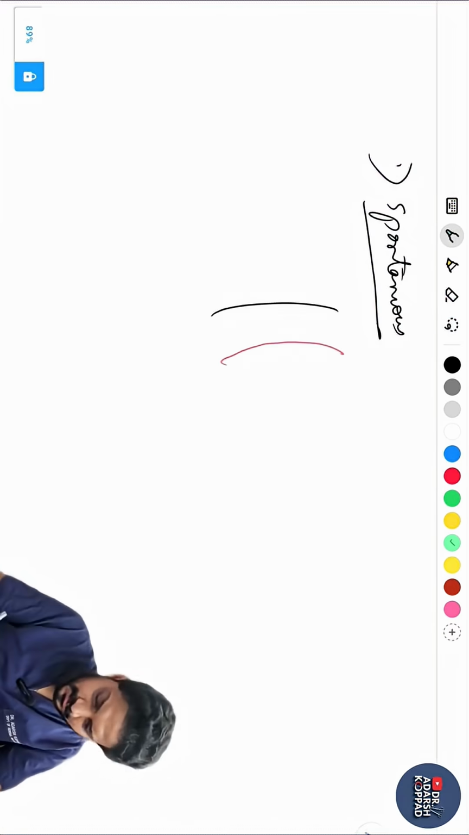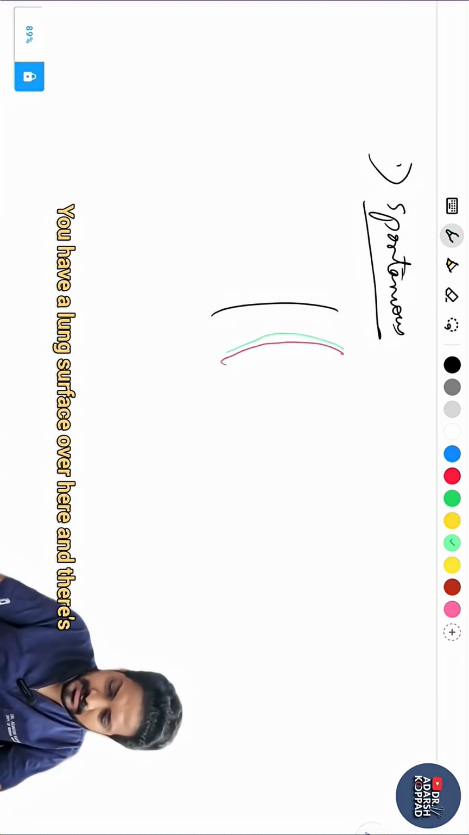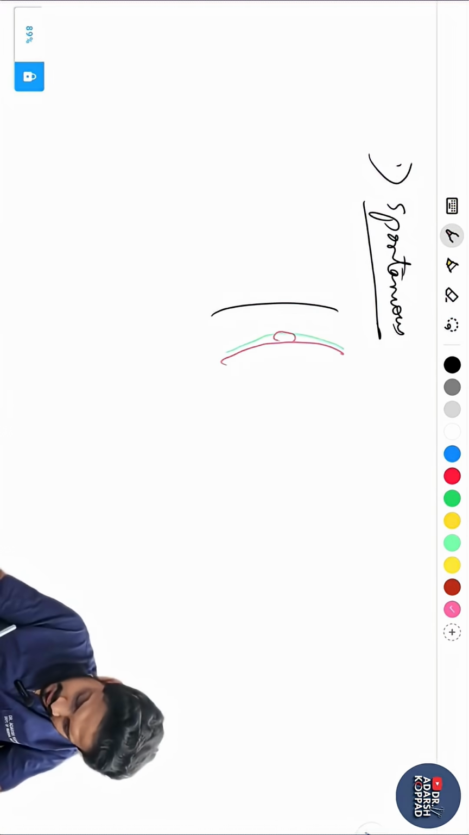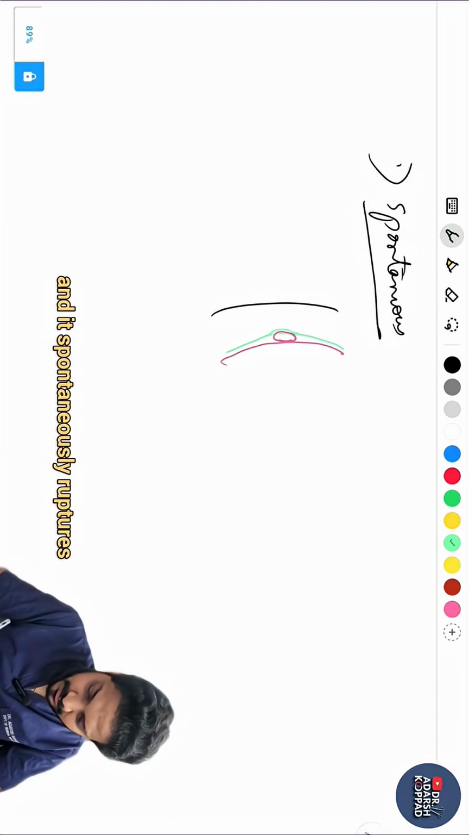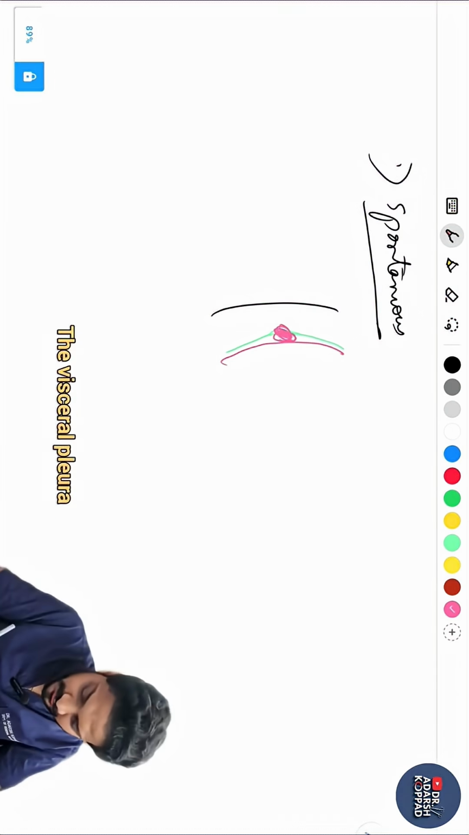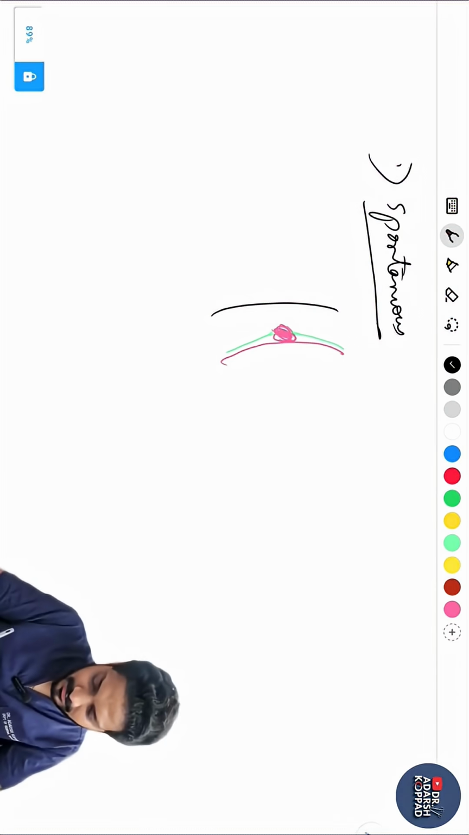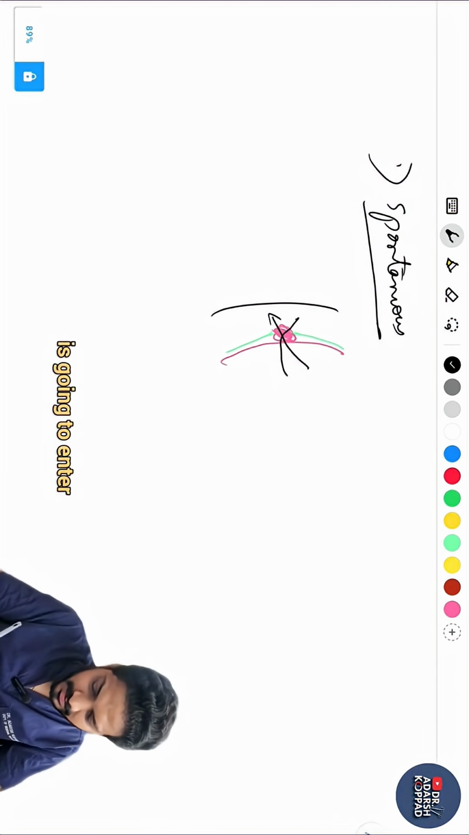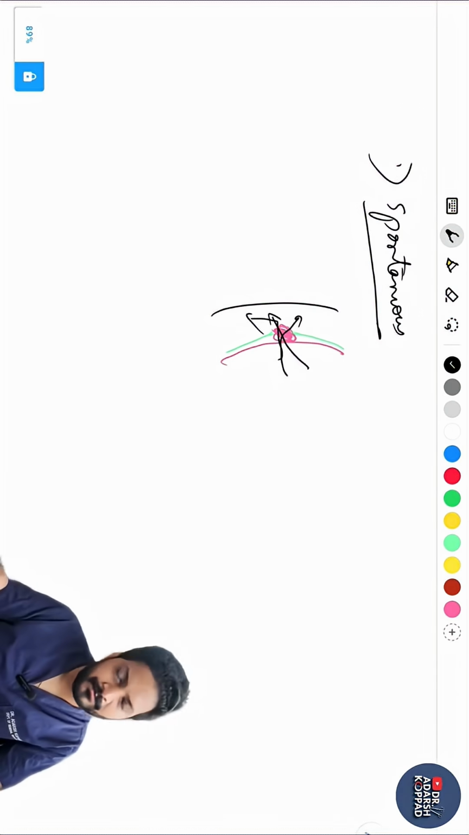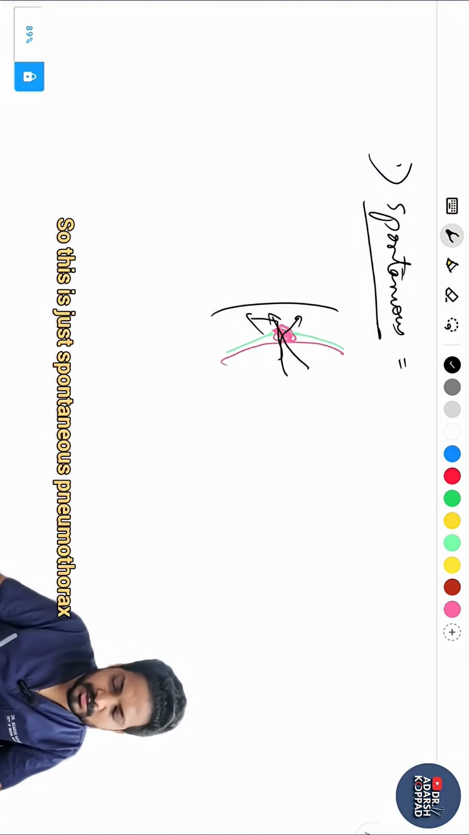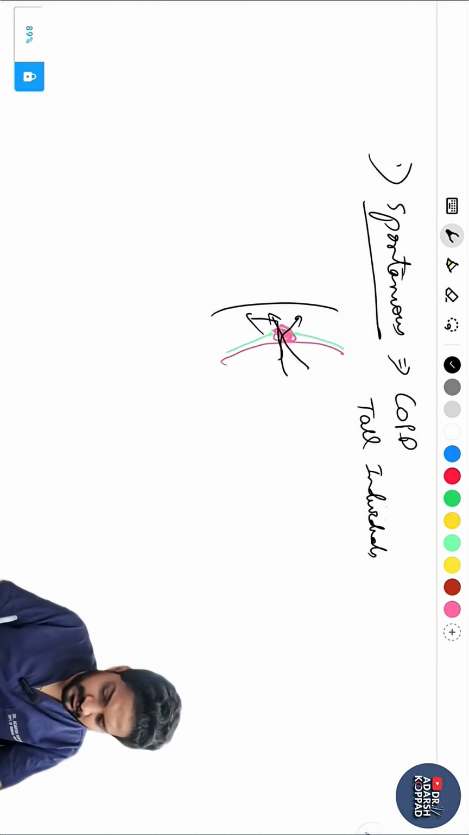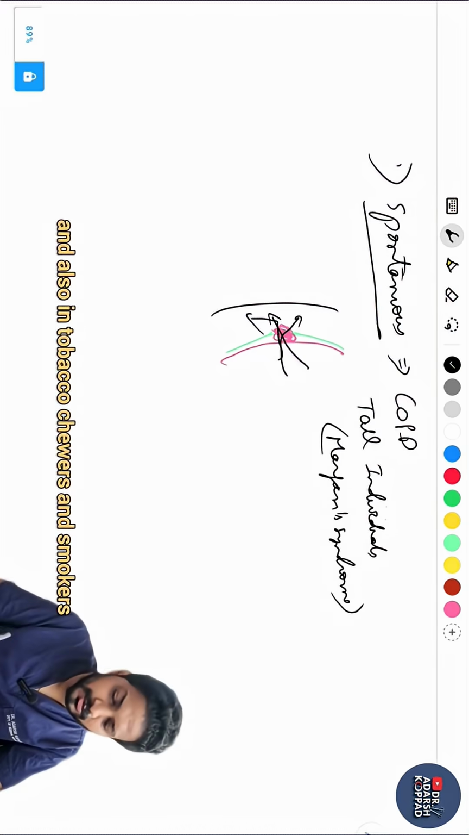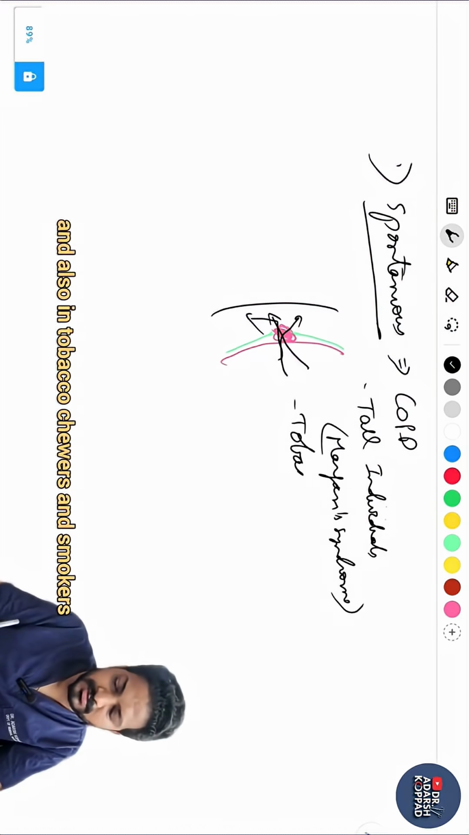Now how does this happen? You have a lung surface over here, and there's a tiny bleb, and it spontaneously ruptures. So what happens is it damages the visceral pleura, and air is going to enter in the pleural cavity. So this is your spontaneous pneumothorax, which happens mostly in COPD patients, in tall individuals, more commonly in Marfan syndrome, and also in tobacco chewers and smokers.